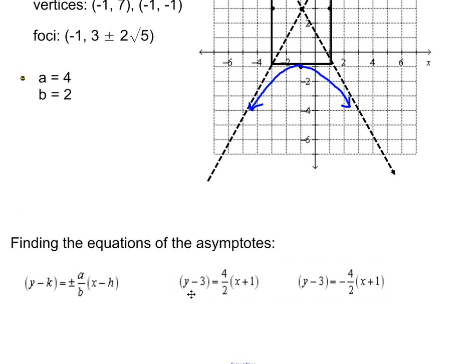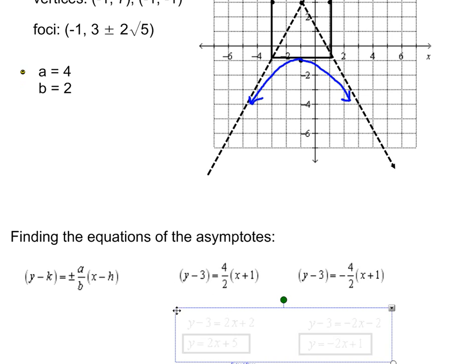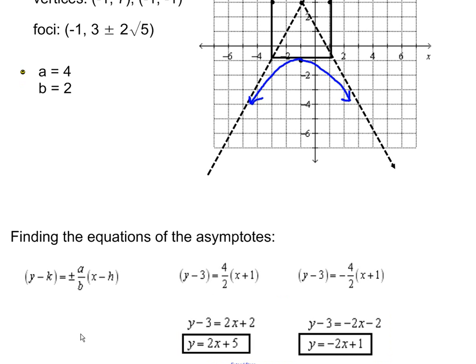And here we are. We just plug in our values. y minus 3, that's the y minus k. x plus 1, that's the x minus h. And a was 4, b was 2. We do the positive of that, and we do the negative. Now we're going to do some real quick algebra. Simplify it out, and there are the equations of our two asymptotes: 2x plus 5, and negative 2x plus 1.